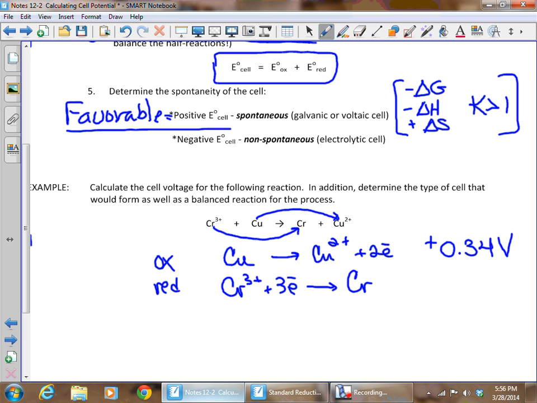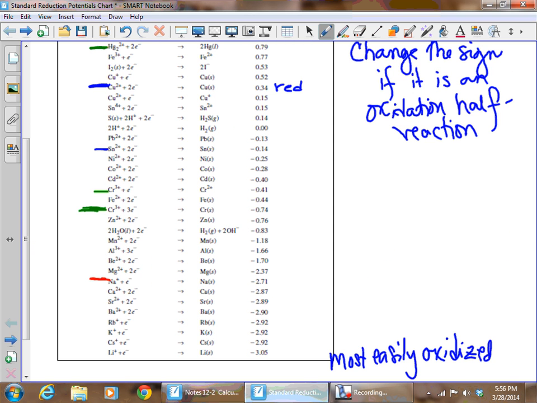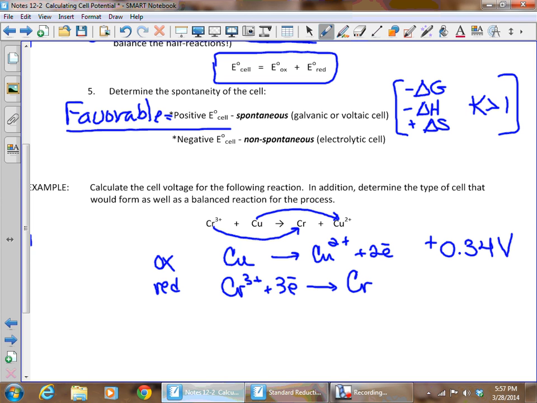Chromium, on the other hand, if we look up chromium down here, we've already found it as well. Chromium is a negative 0.74, so that is already reduction, and that's what the chromium reaction is. So negative 0.74.